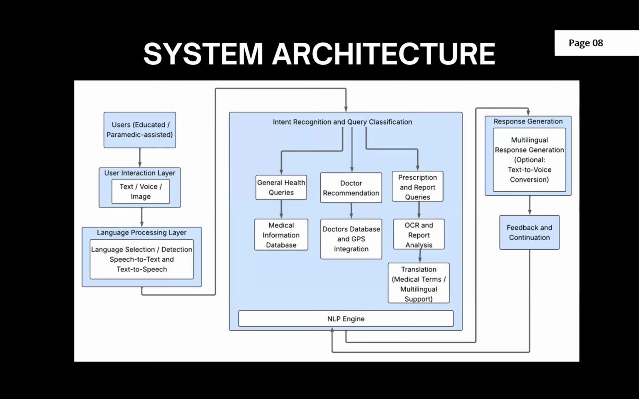Secondly, the language processing layer: in that we use LangDetect for language detection, Google Translate API for translation, OpenAI Whisper for speech to text, and gTTS for text to speech. Our third module is the intent recognition and query classification, in which we have used Sentence-BERT and cosine similarity for understanding the user intent and matching the symptoms.